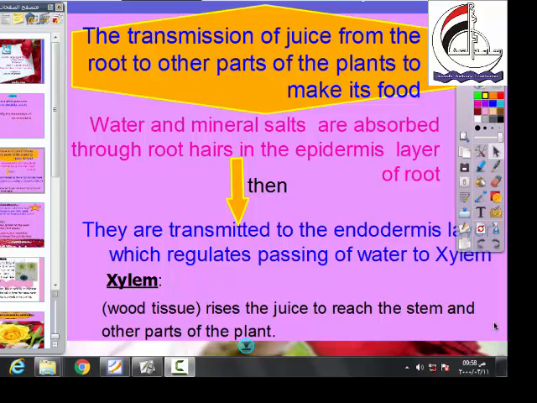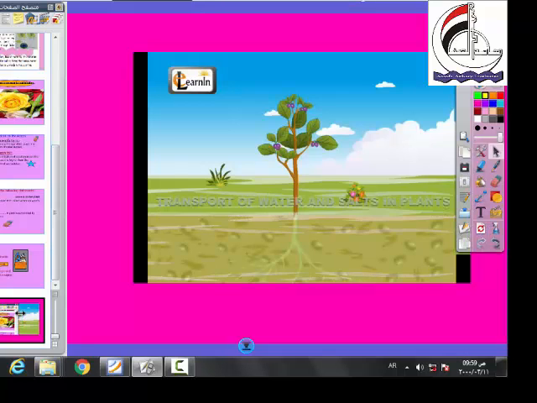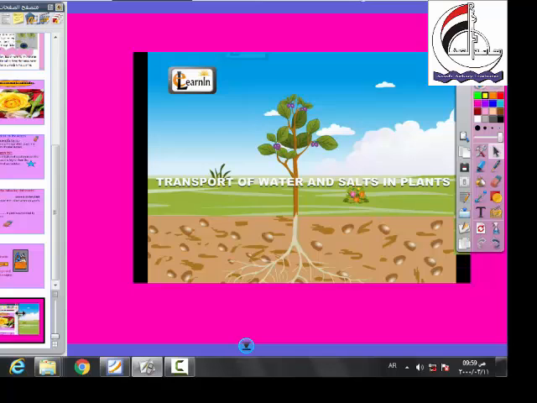Today we are going to talk about Unit 4 Part 2, the transportation of juice from the root to the other parts of the plant to make its own food. In the last part, we learned that absorption of water is by small sections, and absorption of salts is by selective permeability. Now we watch a video on the transport of water and salts in plants.